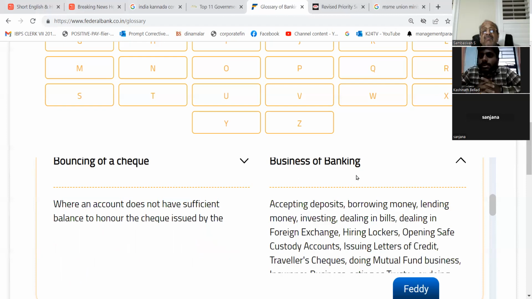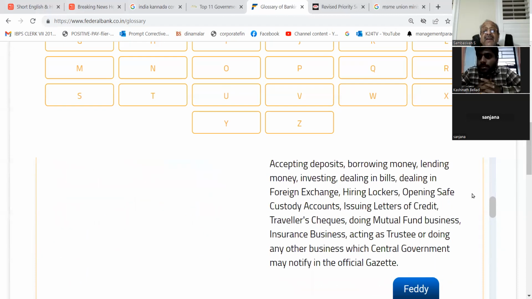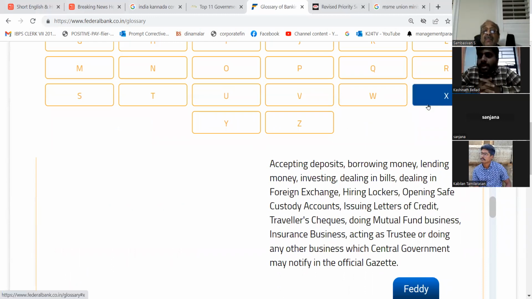This one, last one. Business of banking. Please read, tell me. Accepting deposits, borrowing money, lending money, investing, dealing in bills, dealing in foreign exchange, hiring lockers, opening safe custody accounts, issuing letters of credit, traveler's checks, doing mutual fund business, insurance business, acting as trustee or doing any other business which the central government may notify in the official gazette.